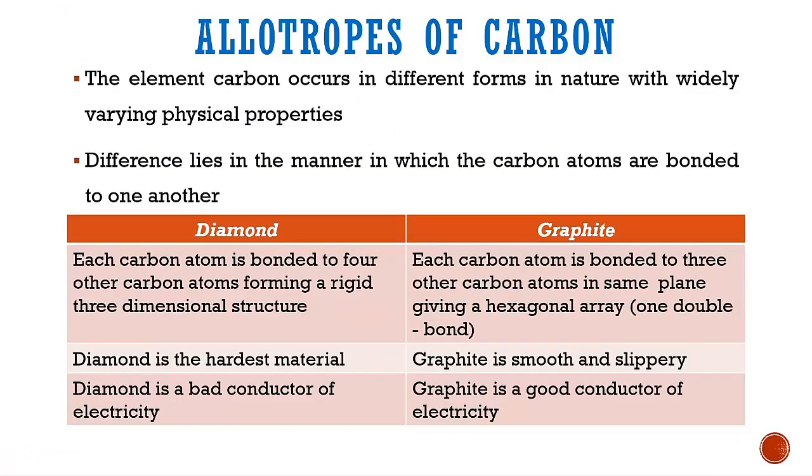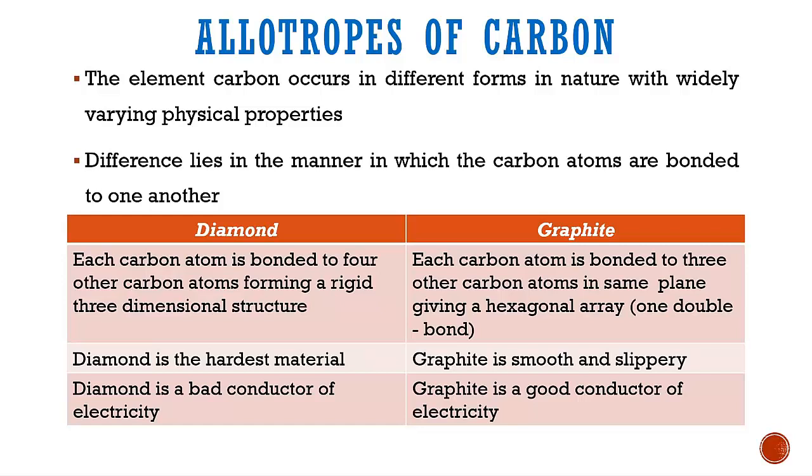Allotropes of carbon. The element carbon occurs in different forms in nature with widely varying physical properties. The physical properties are widely varied here. The difference lies in the manner in which the carbon atoms are bonded to one another. For example, let's take diamond and graphite.